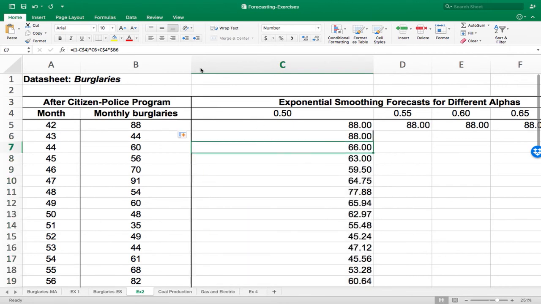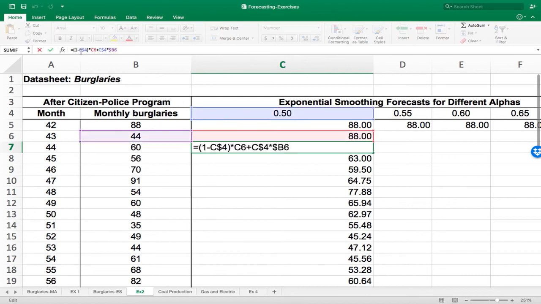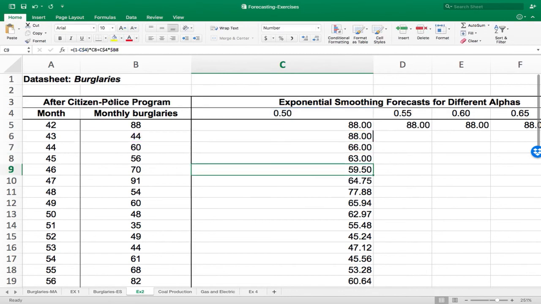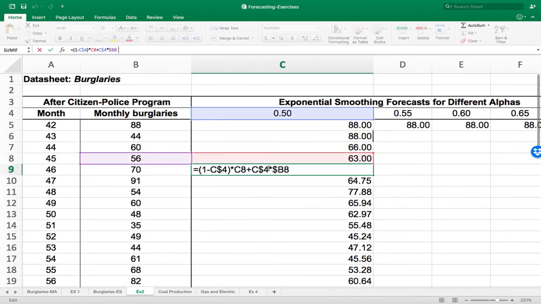As you can see now, if you check out the cell, it is 1 minus alpha, exactly right here, times my FT. FT is the forecast made for my previous month, plus my alpha times my actual observation that happened here. Well, check this one or this one. This one is also equal to 1 minus alpha, alpha is right there, times C8. C8 is the forecast made for my previous month, plus alpha times B8. B8 is stored right here. Okay, so this is working correctly.